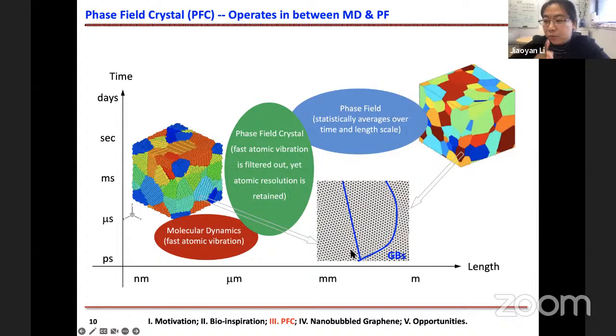So we can identify the grain boundary or twin boundary if you like to use the method to study the metal system. And the elasticity, plasticity, dislocation, grain boundary, all those formations are inherently incorporated in this phase field crystal model. And as a quick summary here, in the phase field crystal model, the fast atomic vibration is filtered out. So that means we don't have the limitation on the time scale, but we can still retain the atomic resolution, which can help us characterize the formation of the grain boundary.